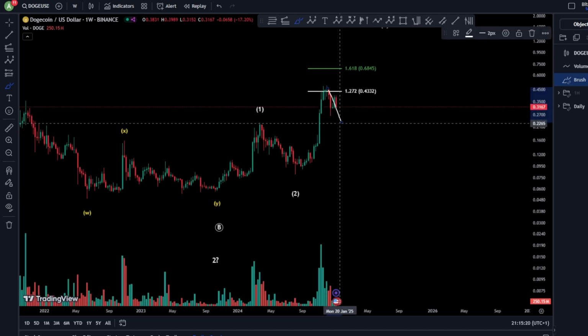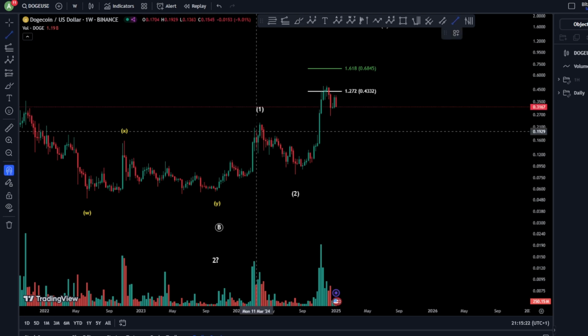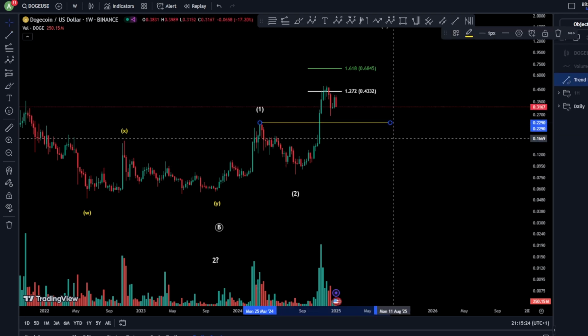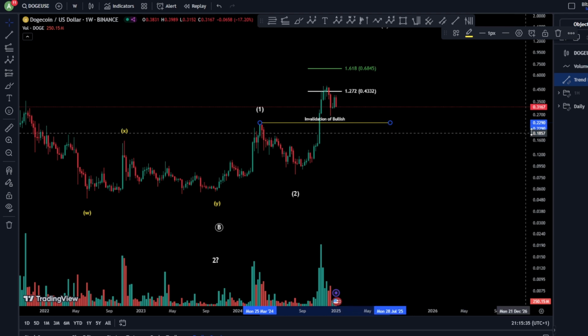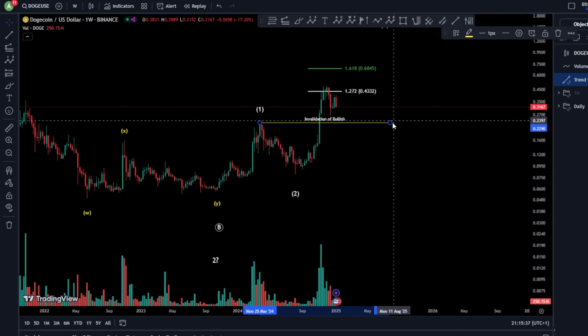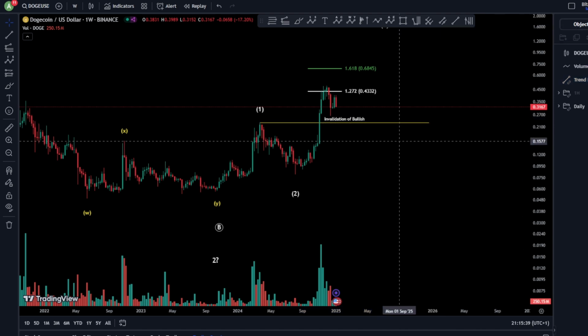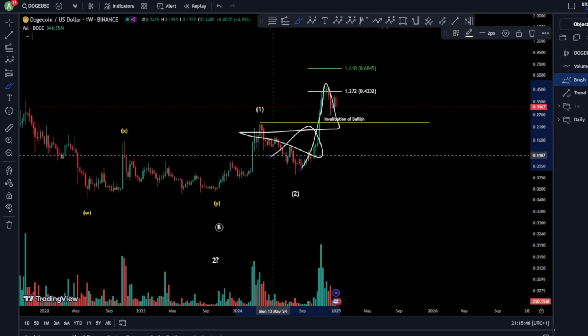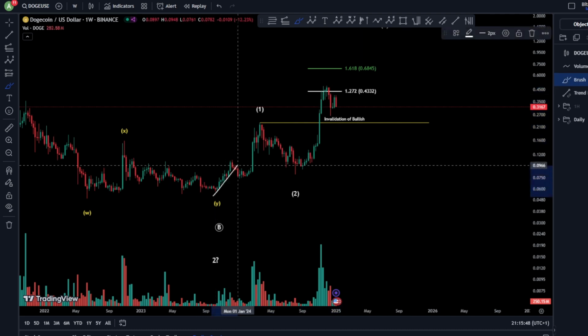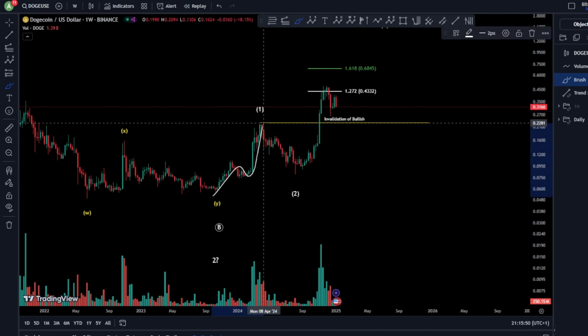Maybe a little bit lower wave 4, but don't forget that you don't want to invalidate this impulse by interfering with your wave 1. So I would say this level is the invalidation of a bullish scenario again, which is at 0.23 cent for Dogecoin. Once you reach this level, you have to consider that your wave 3, 4, and 5 are invalidated, of course, transforming this impulse probably even into a zigzag.